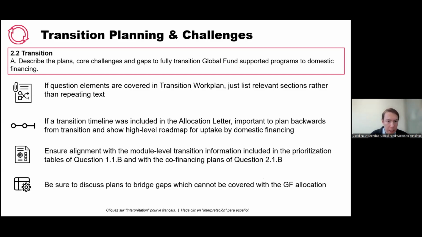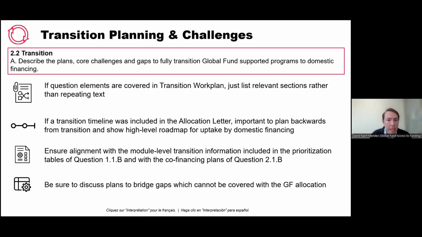Question elements in this section, again, the elements are the section within the instructions, might overlap with what is requested in the transition work plan. Guidance for the transition work plan is still being developed and will be included in the sustainability transition and co-financing guidance note. If there is overlap between the transition work plan and this question, there is no need to repeat the information. Just include in the narrative response that the question element is covered on X page or on X section of the transition work plan and move forward.